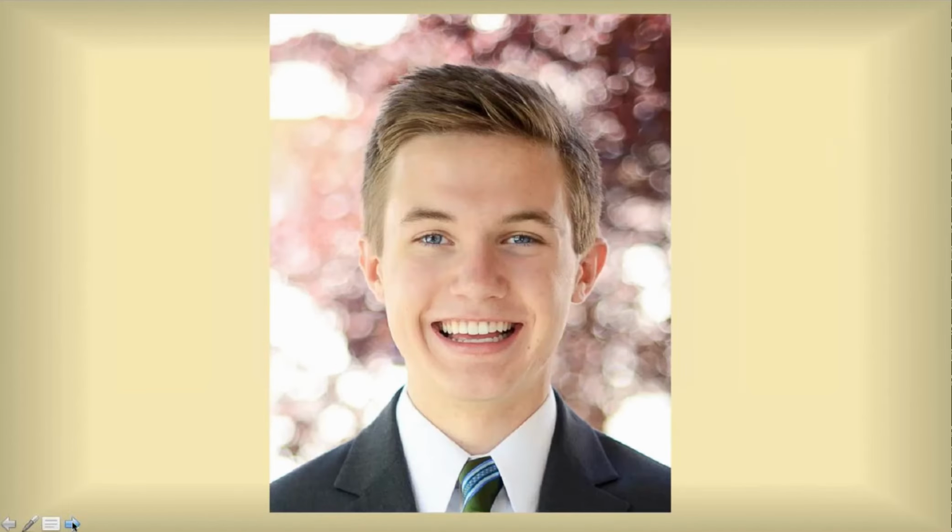Now, here's the picture of him before, with the small laterals, and then a ClinCheck took us to a full-size arch, and here's the picture with the more natural laterals in the size that they're supposed to be.